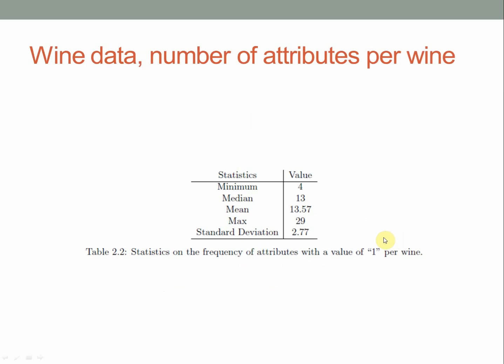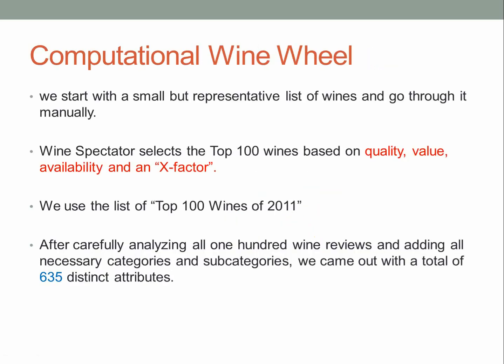In terms of attributes describing each wine, including those 3 different categories, the average number of attributes describing a wine is about 13 to 14. The maximum is 29 attributes. The minimum is 4. The standard deviation is about 2.77. And that is the distribution of the wines that we are seeing in the data that we collected.